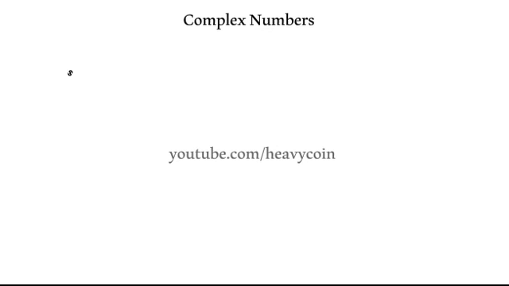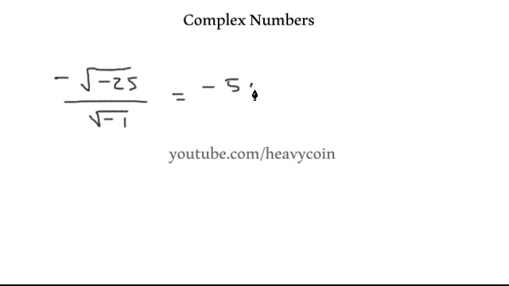Okay. What about if we had negative square root of negative 25 over the square root of negative 1? So this becomes a negative 5i over i. Of course, the i's cancel out, and you're just left with negative 5. Easy enough. Alright.